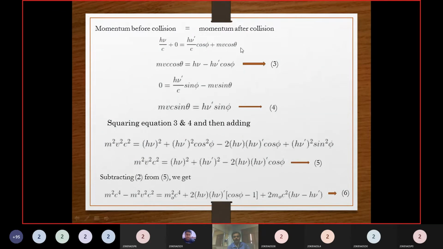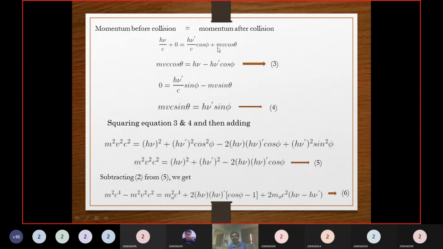In the direction of the incident photon, what is the conservation of momentum? That means before collision, the electron is at rest, so there is no momentum. That's why we are taking 0. What is the photon momentum? It means h nu by c. So before collision, momentum equals h nu by c plus 0.